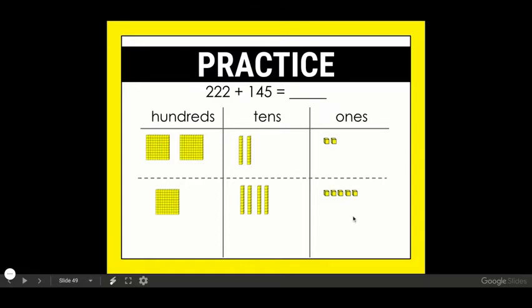All right, let's start in our ones. Let's count how many ones we have all together between our 2 addends. Ready? 1, 2, 3, 4, 5, 6, 7 ones. All right, now let's count our tens. Ready? 1, 2, 3, 4, 5, 6. 6 tens. All right, now let's count our hundreds. 1, 2, 3. We have 3 hundreds. So 222 plus 145 equals 367.